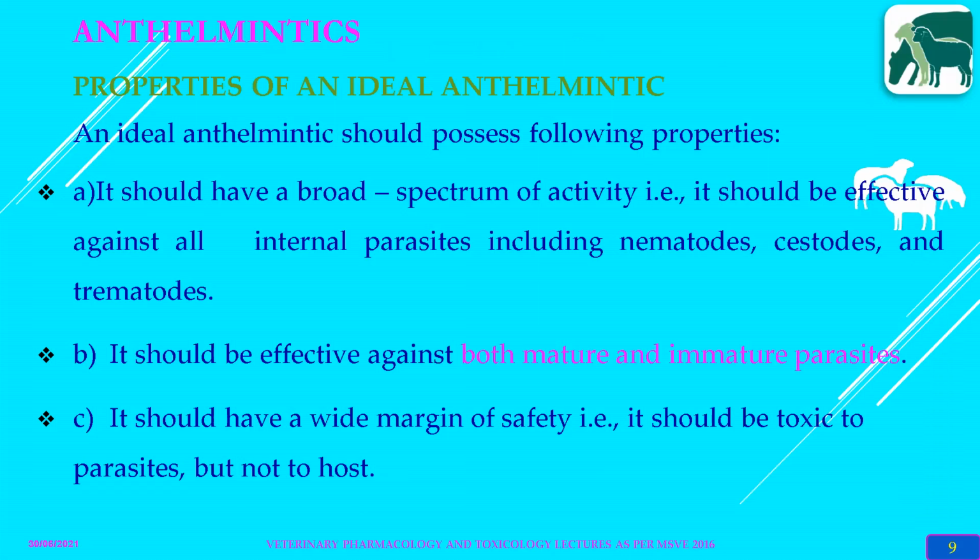So as usual, we have learned about the ideal characteristics of the anthelmintics. Yesterday we learned about the ectoparasites. So all these properties are similar. An ideal anthelmintic should possess the following properties. It should have a broad spectrum of activity, meaning it should be effective against all the internal parasites, including nematodes, cestodes, and trematodes. As such, there are no drugs as broad spectrum as in the case of antibiotics. They should be effective against gram-positive and negative, and also acid-fast, etc. Here it is not like that.